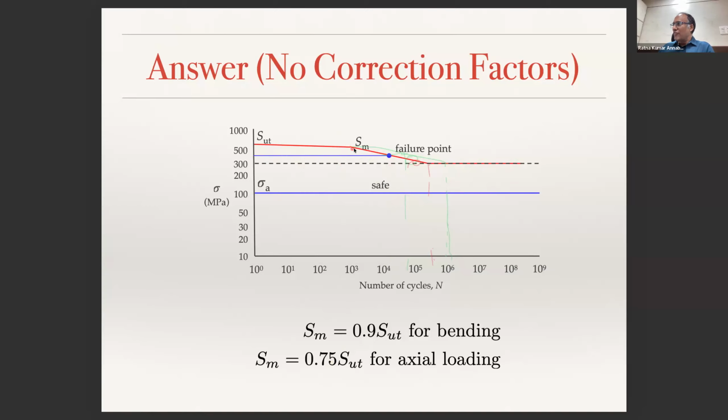Okay. So this value of SM that we have taken, the applied repeated loading can be applied through bending or axial loading. We know axial loading is more severe, and hence the value of SM for axial loading will be 0.75 SUT. If it is bending, it will be 0.9 SUT. If at all you know the loading scenario, then you have to change the value of SM when you are setting up the estimated SN diagram.